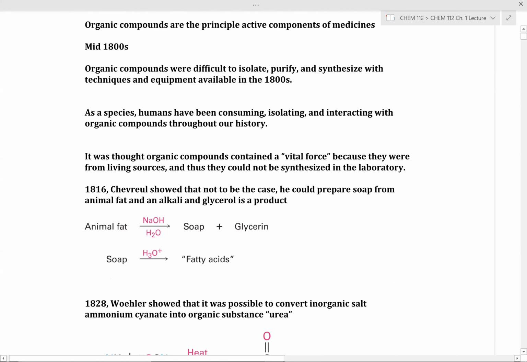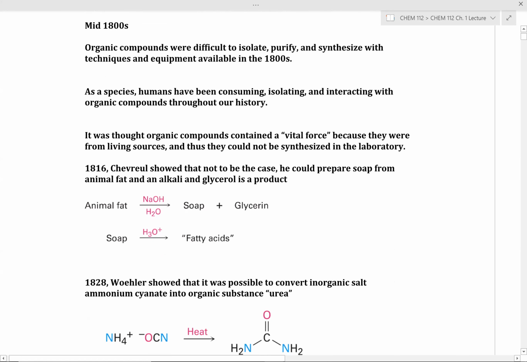However, in 1816, Chevreul showed that you could prepare soap from animal fat and alkali, which is sodium hydroxide. This is quite significant since, in effect, we are performing synthesis. So we are starting with a reactant organic starting material and generating new products. So this would be our reactant, and these would be our products.